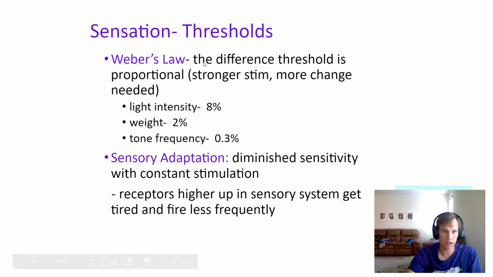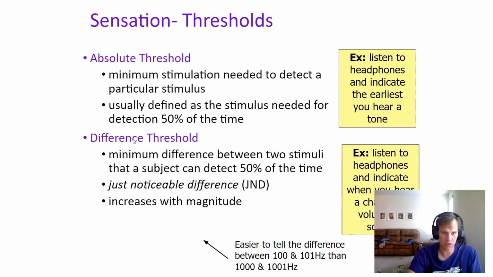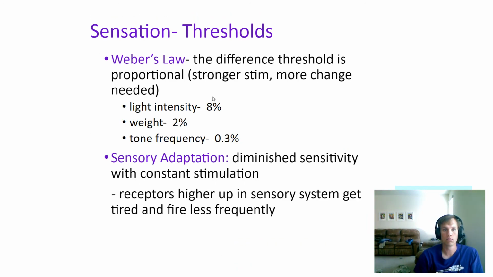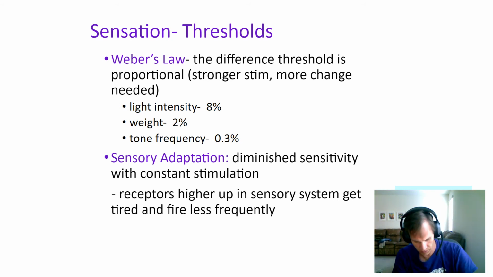And what determines that difference threshold is basically Weber's law. The difference threshold is proportional, and the stronger the stimulus, the harder it is to detect the change. So again, I have two weights. I have a 5-pound weight and a 10-pound weight. They look the same, but they're different densities, so they're different weights. I can't visually see that one is bigger than the other. They look the same, and one's 5 pounds and one's 10 pounds.